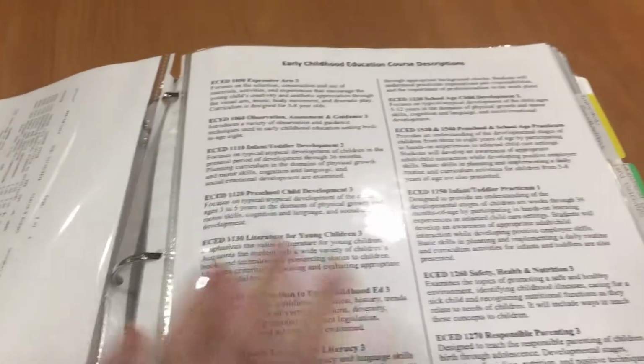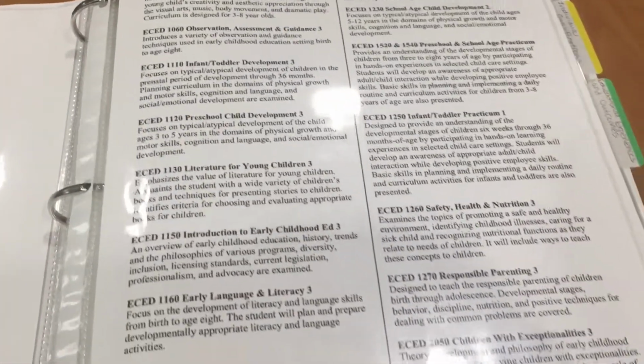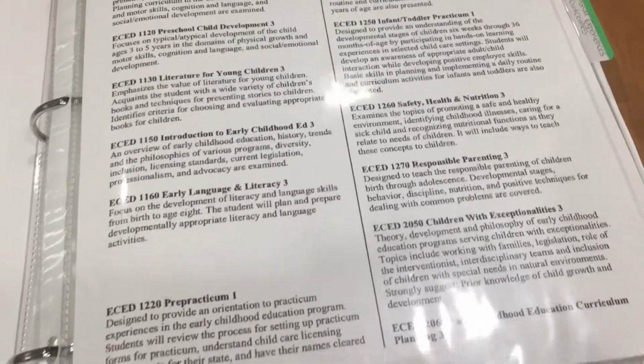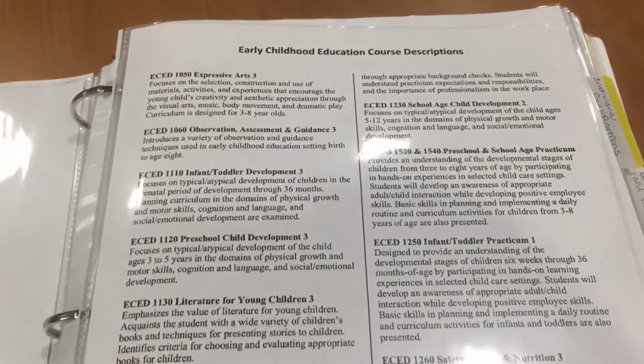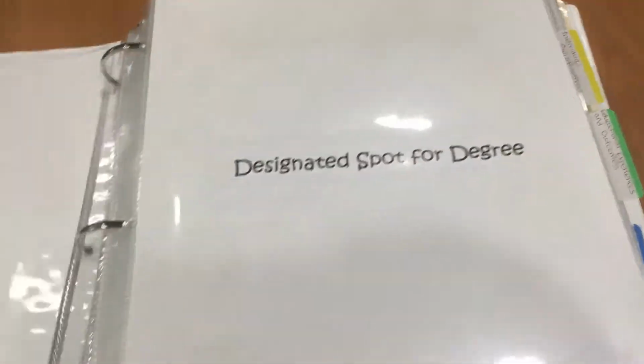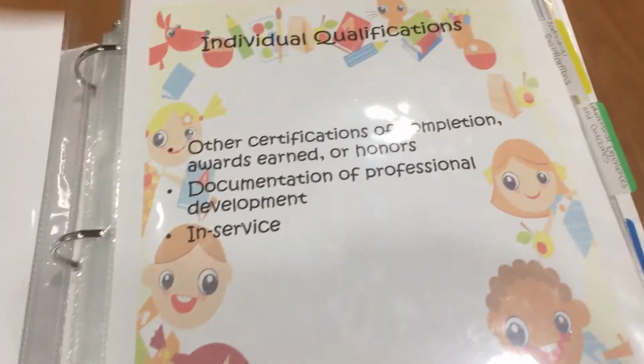She has her transcripts, and this is the list of classes that she's taken. This is optional. It's something that you can put in your portfolio if you want to take it on a job interview so they can see the courses that you've taken. This is where she's going to be putting her degree when she finishes.